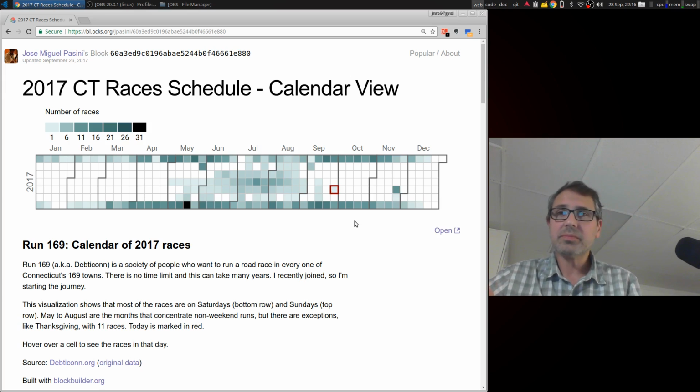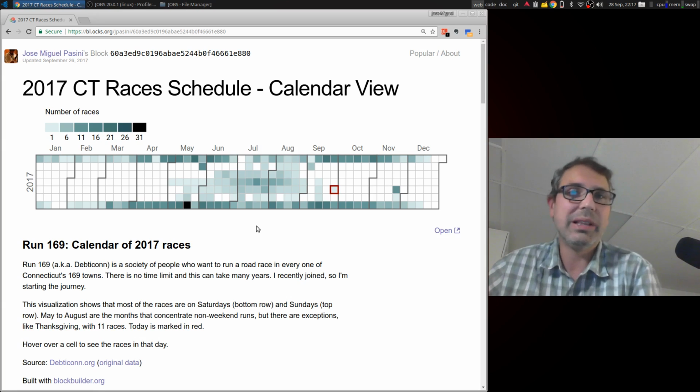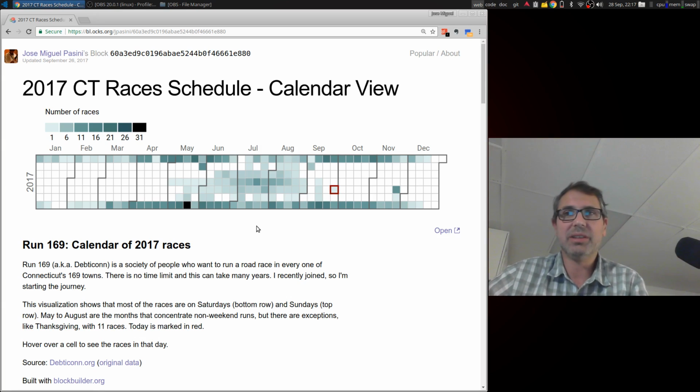And another detail you can see is that even when there are races during the week, you don't see many races on Fridays or Mondays. It seems like that's too close to the weekend. Either you want people to recover, or it's so close to the weekend you might as well have the race scheduled for the weekend. So again, these are the ones that I have so far, and I'm very excited as to what's going to come next.